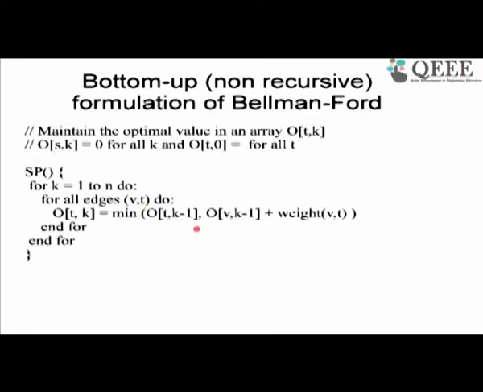To go via V, I have to look at the shortest path of K minus 1 edges to V and add the edge from V to T, the weight of V to T. So either I have already found the optimum in K minus 1 edges, which is OTK minus 1, or I am going to improve it by using one more edge. How am I going to improve it? I am going to go through a vertex V.